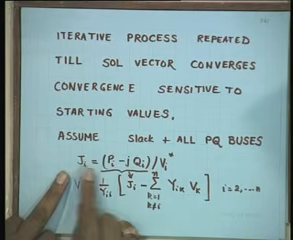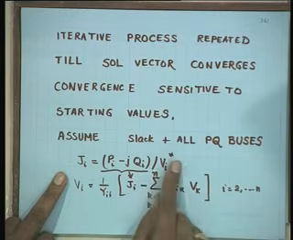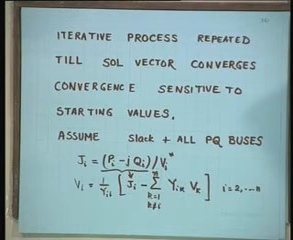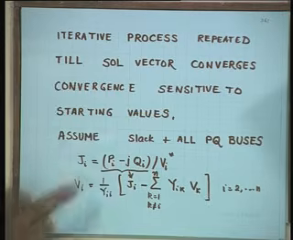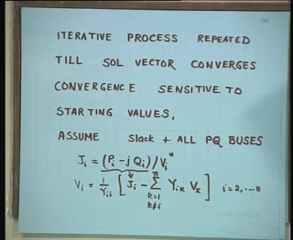Now, you know the current is equal to (Pi minus jQi) over Vi star. This equation is known to us. P is equal to Vi conjugate; from there we have derived this. This equation also we know: Vi is equal to 1 over Yii into I. This is nothing but Ohm's law, V is equal to IZ, and then for I we are substituting this.